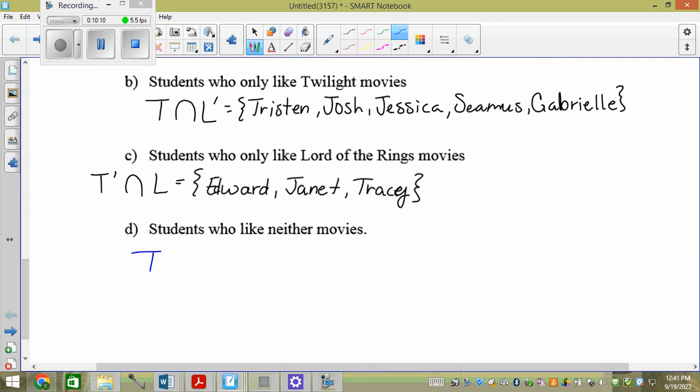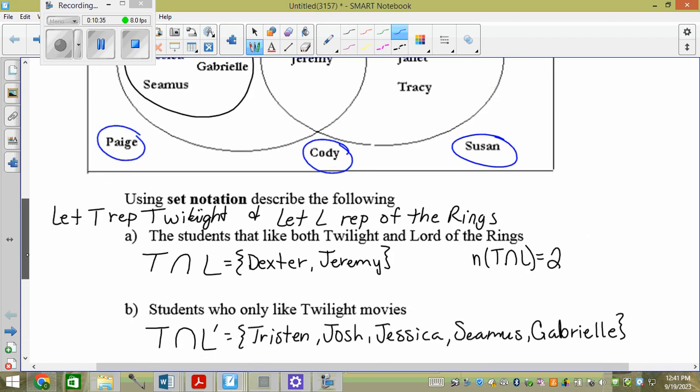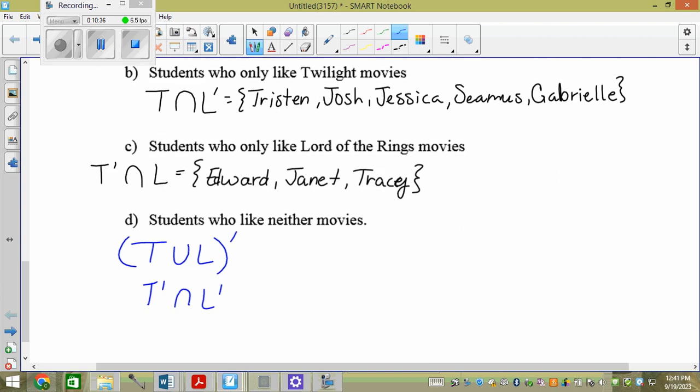So we can go T or L. We don't want the snowman. Some people did say not T and not L. That's actually true, right? Because I can also put the negation into both of them and switch the or to an and. So both of these are correct, whichever way you say. But if I just don't want the snowman, I can just say the snowman is T or L, and I just don't want it, so I put the complement. And then that would be Paige, Cody, and Susan.